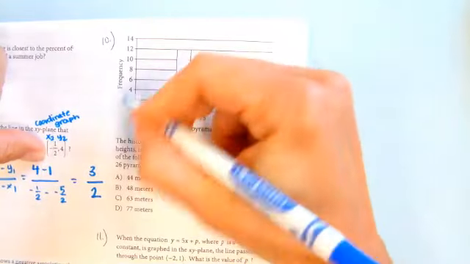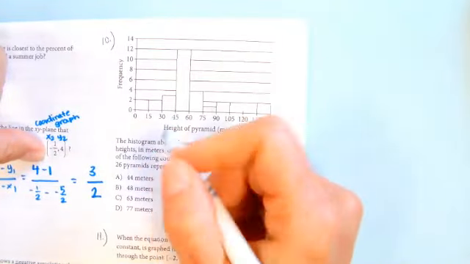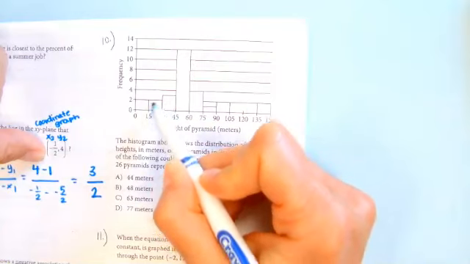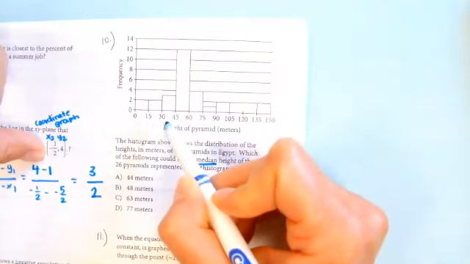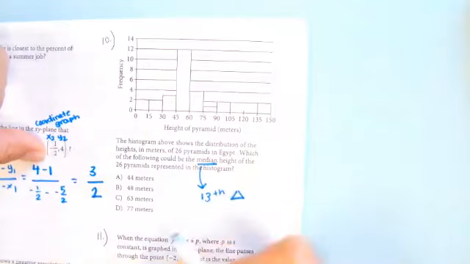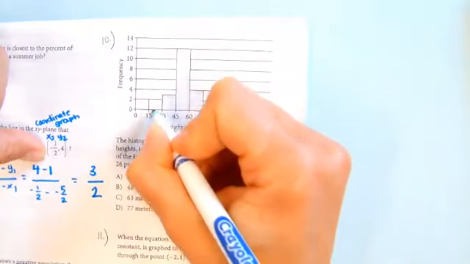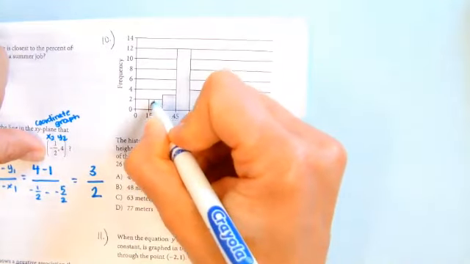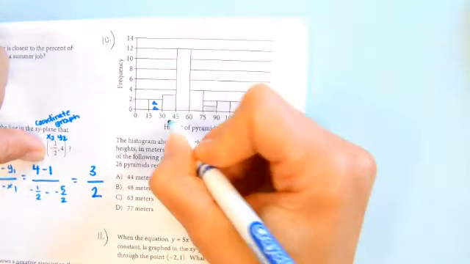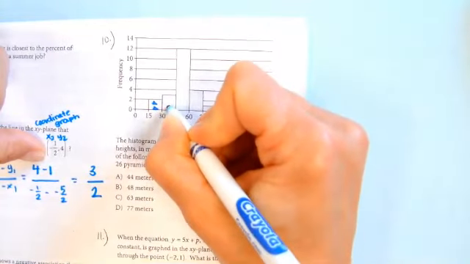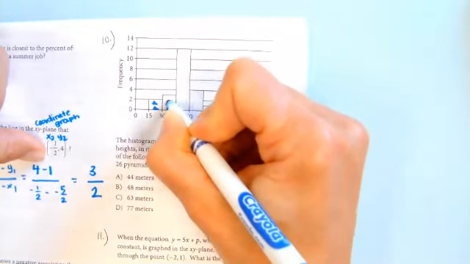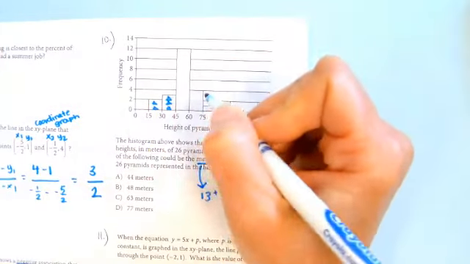I'm going to make that a pyramid. Now, the frequency means how many there are. So what this means is that there are 2 pyramids that are small. They're between 15 and 30 meters height. So these are 15 to 30. This is your first pyramid and your second pyramid right there. Now there are 3 of them that are between 30 and 45. There are 3 of them there.